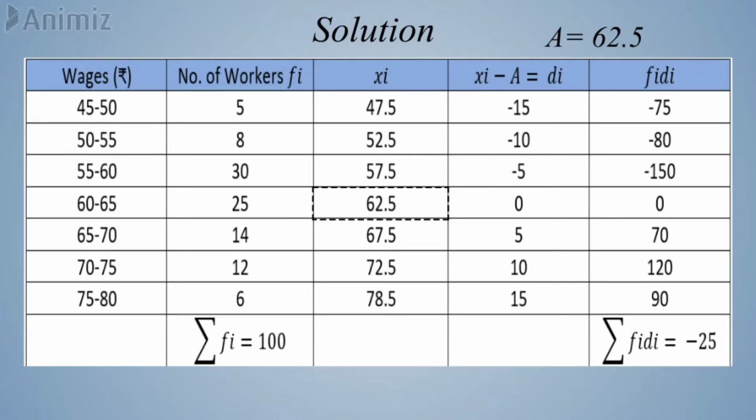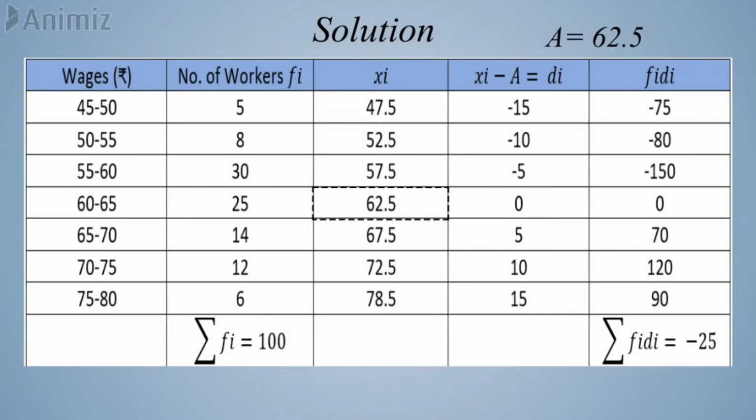25 zeros are 0. Like that, the remaining numbers you are getting are 70, 120 and 90. After this, first calculate the total of the second column, which will give you summation of Fi, which is 100. Same way, calculate the total of Fi di. First add the positive numbers, then subtract the negative from that. So your summation of Fi di is minus 25.